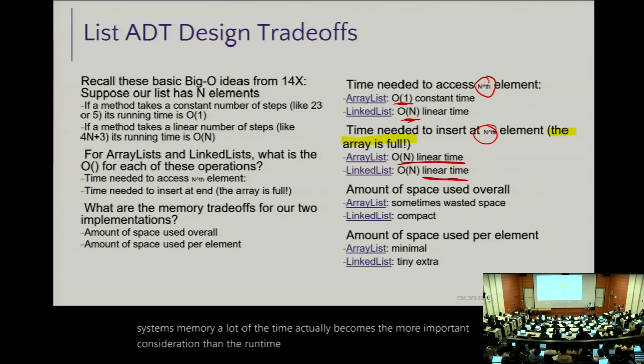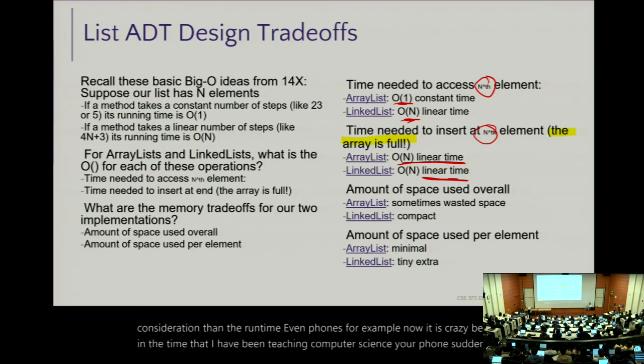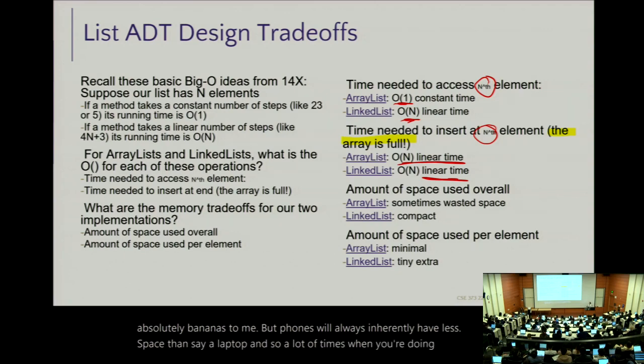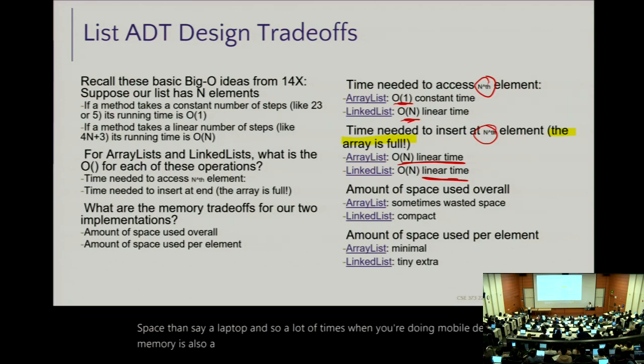Phones, for example. It is crazy because in the time that I have been teaching computer science, your phone suddenly has almost as much space as your computer does, which is absolutely bananas to me. But phones will always inherently have less space than, say, a laptop. And so a lot of times when you're doing mobile design, memory is also a very large consideration.